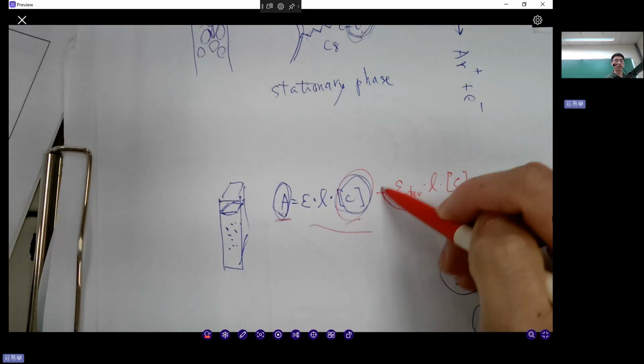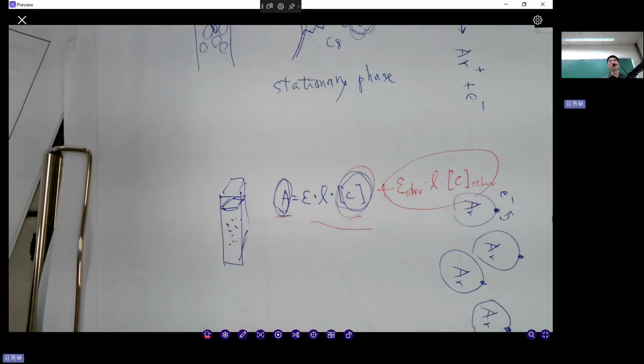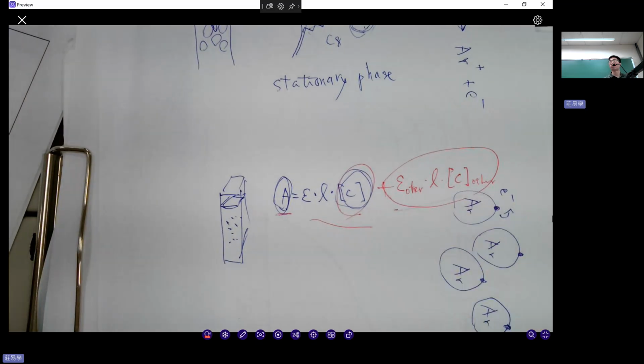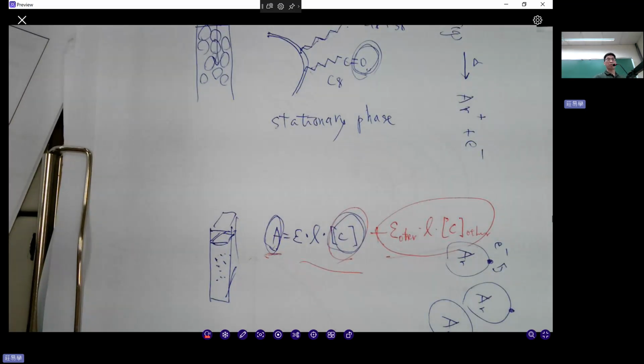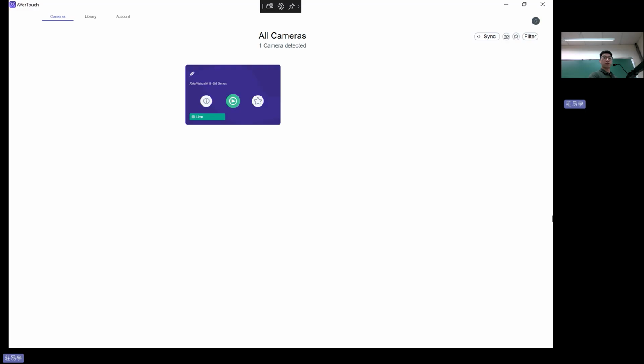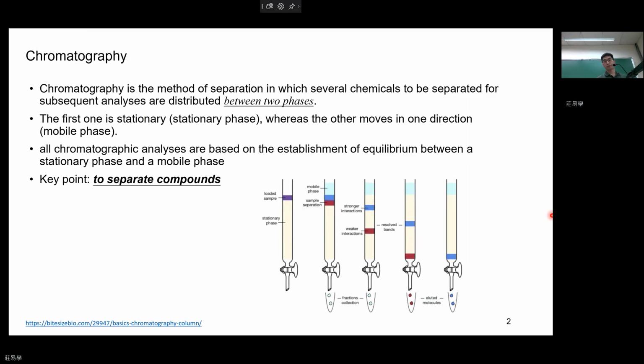compounds. You don't know what's inside, so you don't know what the contribution from the other interferences is to the total absorbance. Okay, so that's the reason why we need to do separation before analysis. Okay, so the key point is to separate compounds. That's the main function of using chromatography.